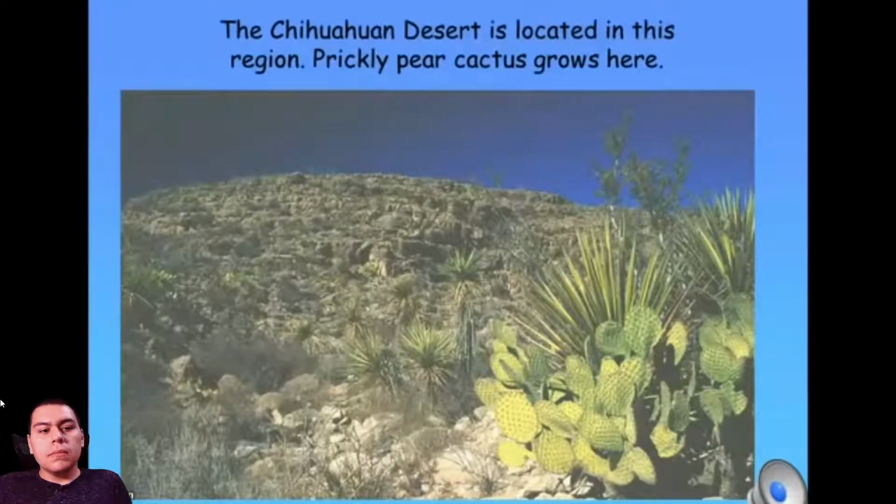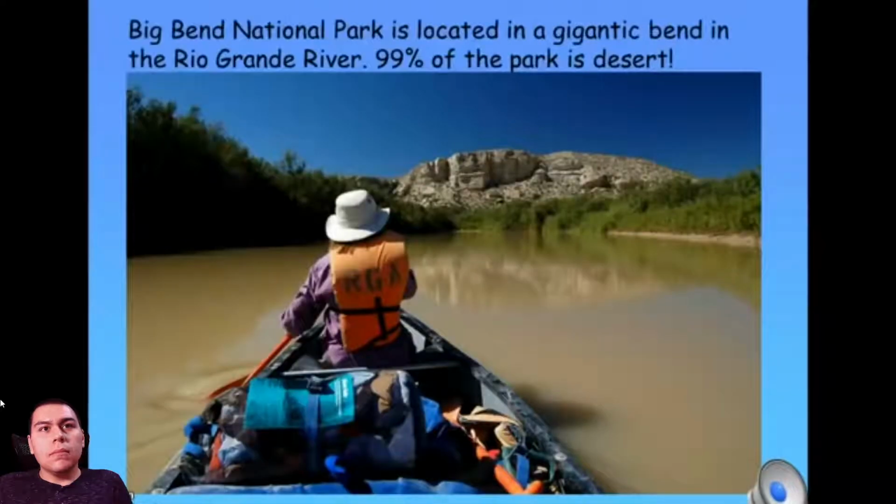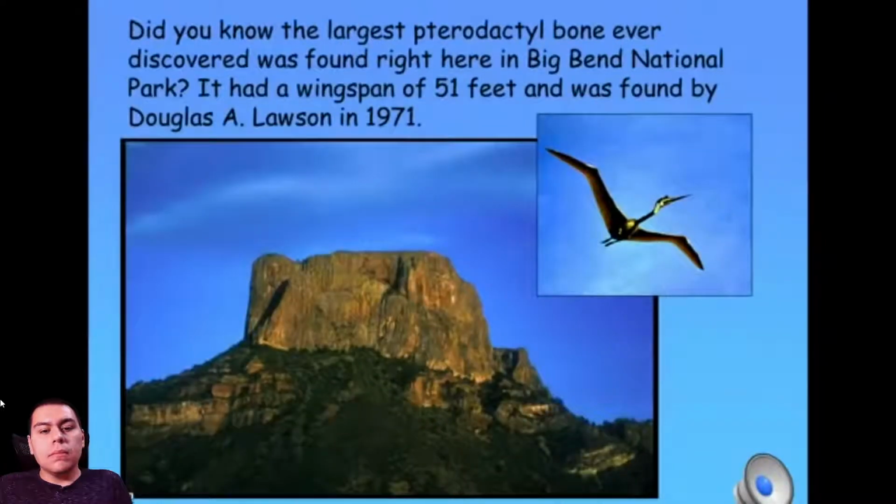The Chihuahuan Desert is located in this region. Prickly pear cactus grows here. Watch out, don't touch it. Big Bend National Park is located in a gigantic bend in the Rio Grande River. 99% of the park is desert. Did you know the largest pterodactyl bone ever discovered was found right here in Big Bend National Park? It had a wingspan of 51 feet and was found by Douglas A. Lawson in 1971.